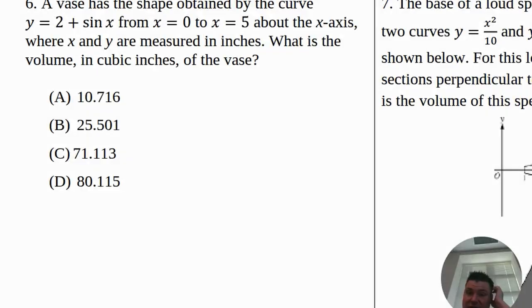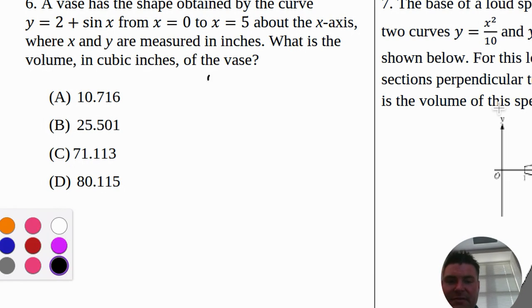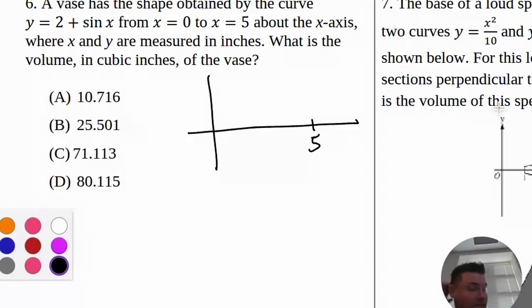So a vase has a shape of a curve obtained by y equals 2 plus sine x from x equals 0 to x equals 5. X and y are measured in inches. What is the volume in cubic inches of the vase? It's kind of nice to know what this graph looks like, just so you know what we're doing, because we're going to go out to 5. Again, you can graph this on your own. I'll just tell you what it looks like because I know what sine looks like. It's something like this. You can type this in your calculator.